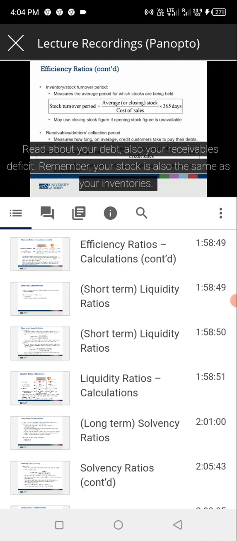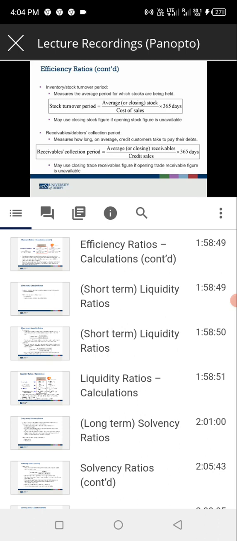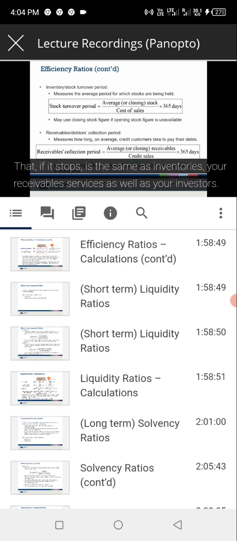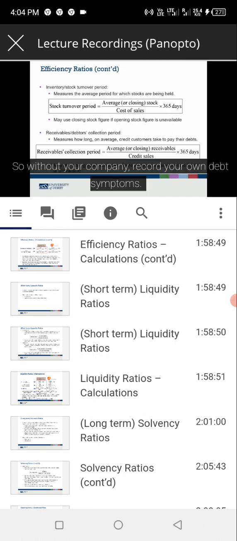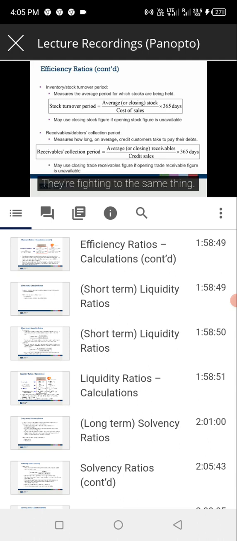Remember, your stock is also the same as your inventories. Is that okay? Stocks is the same as inventories. Your receivables is the same as what? As your debtors. Whether your company calls them debtors or receivables, we are talking of the same thing.